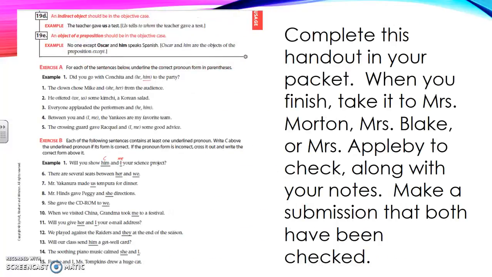Okay. Now that you've checked your answers, you should have this handout in your packet. Go ahead and complete it. When you are done, take it to Mrs. Morton, Mrs. Blake, or Mrs. Appleby to check, along with your notes. You need to make a submission when you are done that both have been checked.